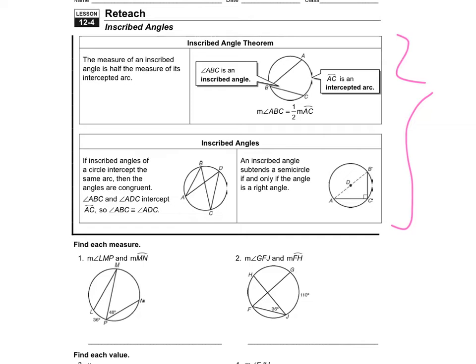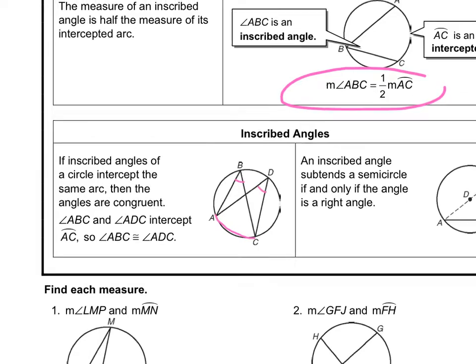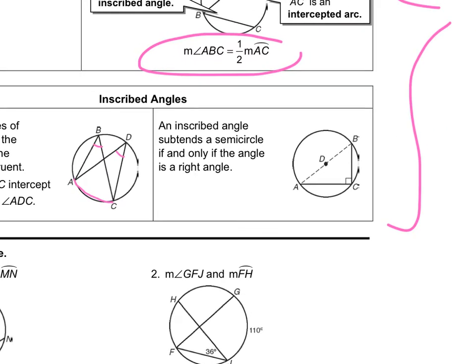So here we have our inscribed angles with our formula, and we have two theorems. If our inscribed angles share the same arc, then the angles are congruent. And if an inscribed angle subtends a semicircle, so here we have a semicircle, then this angle is a right angle.